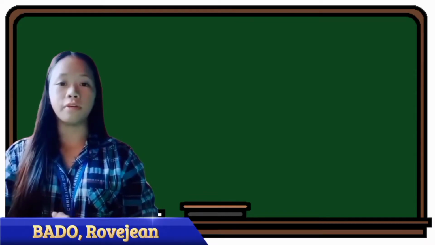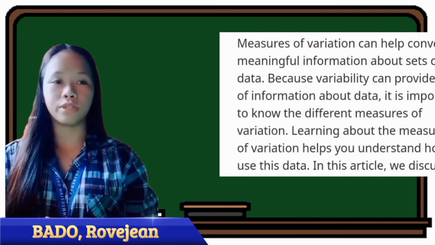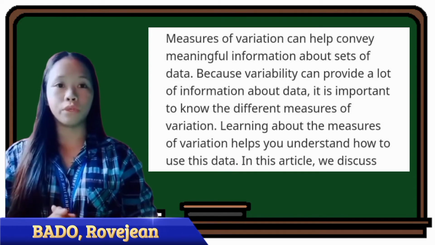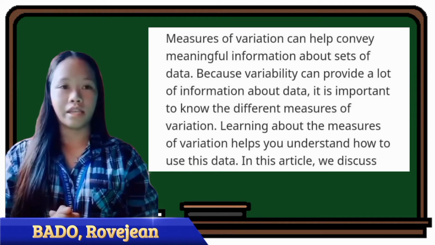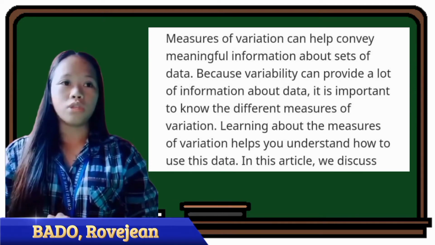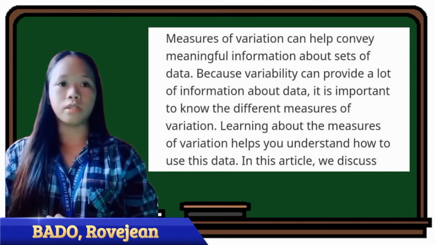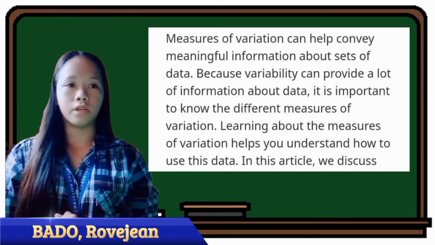Measures of variation. So what is measures of variation? Measures of variation describe the width of the distributions. They define how spread out the values are in a data set. They are also referred to as measures of dispersion and spread.